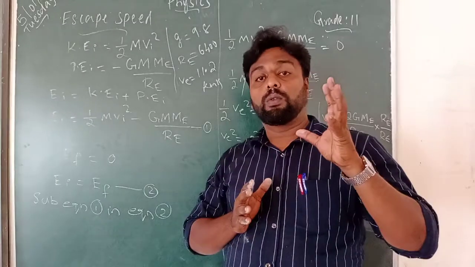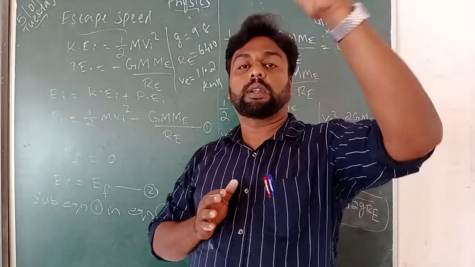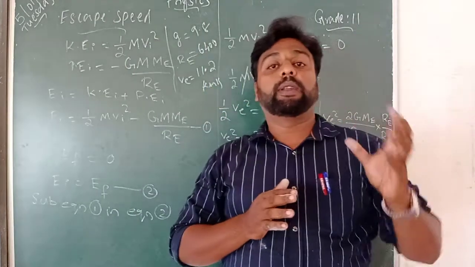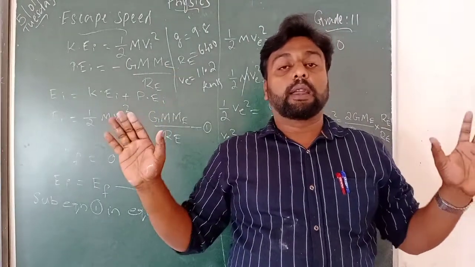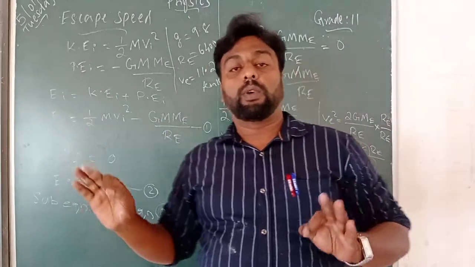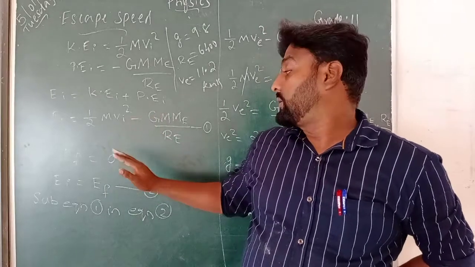Now assuming that you are throwing the object very far, to some infinity. You have to keep it as some infinity. There the kinetic energy and potential energy are zero, so the total final energy is also zero. So EF you can take as zero.